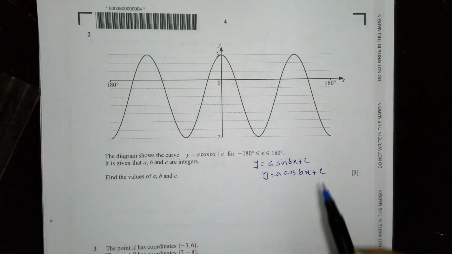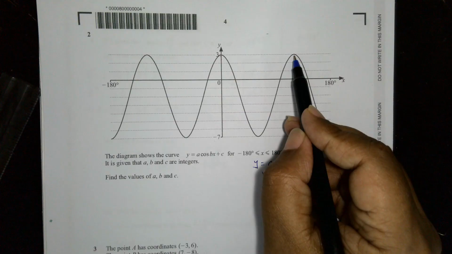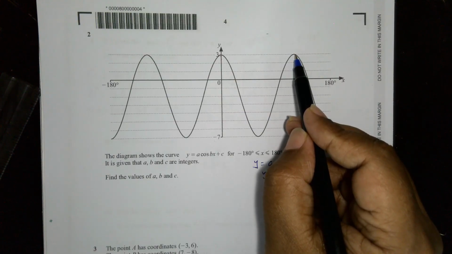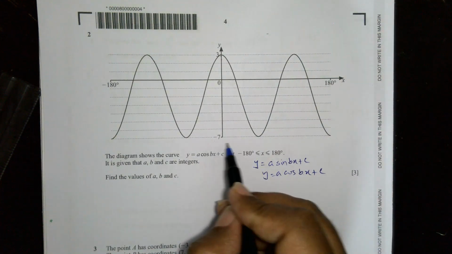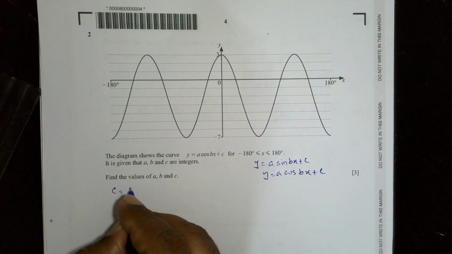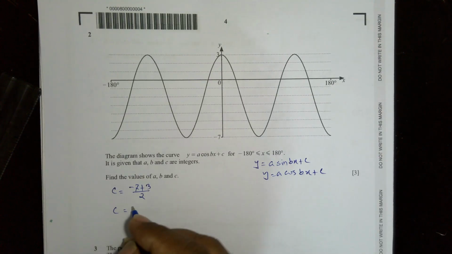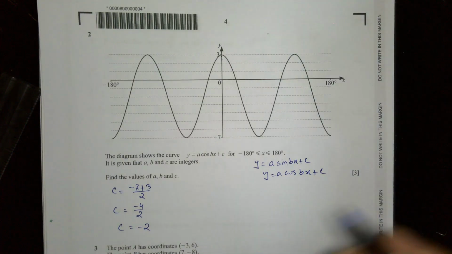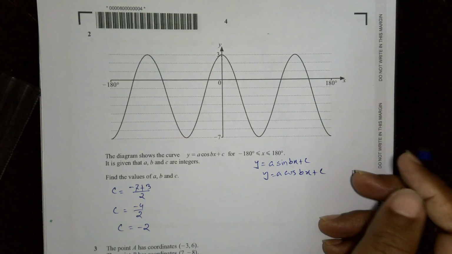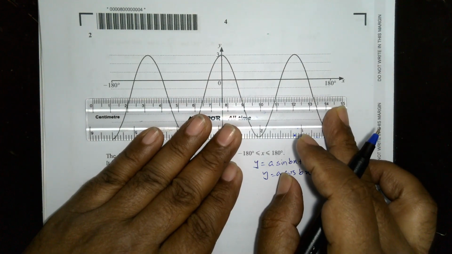So now at first I will try to find the value of C. What is the maximum value here? 3, right? And what is the minimum value of this graph? Minus 7. So C should be minus 7 plus 3, divided by 2. So it is minus 4 divided by 2. So C should be minus 2. Okay. This is the reference line, which is our minus 2 line.